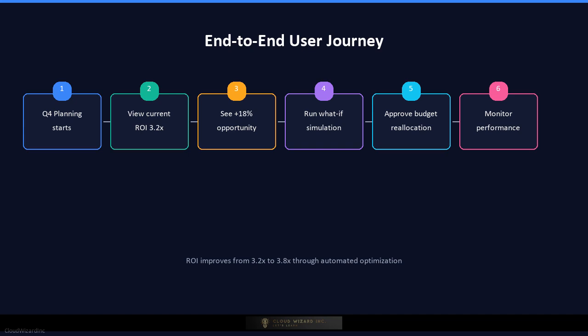Within minutes, the system updates campaign budgets via platform APIs. Over the next week, she monitors performance as the system continuously fine-tunes allocations based on real-time data, ultimately achieving a 3.8x ROI for the quarter.